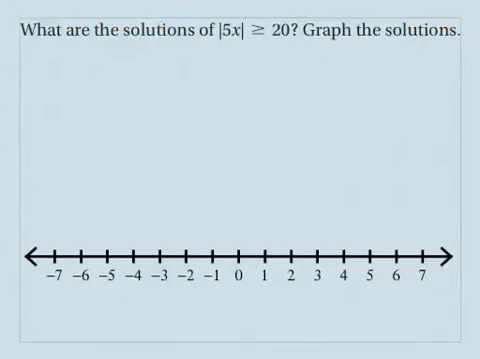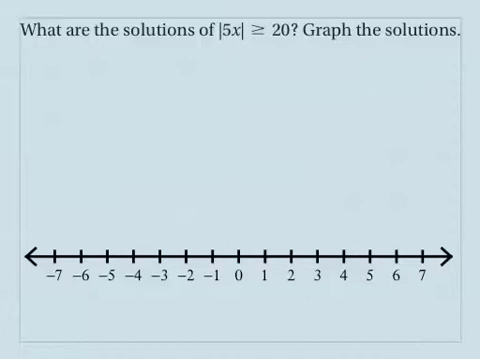The first example says, what are the solutions of the absolute value of 5x is greater than or equal to 20? Then it asks us to graph the solutions. So you need to look back in your notes where we just wrote down the two rules. We have the absolute value is greater than or equal to a positive number. 20 would be our B in this case, and the 5x would be our A. So the absolute value is already isolated in this case because the absolute value of 5x is on one side of the inequality by itself.